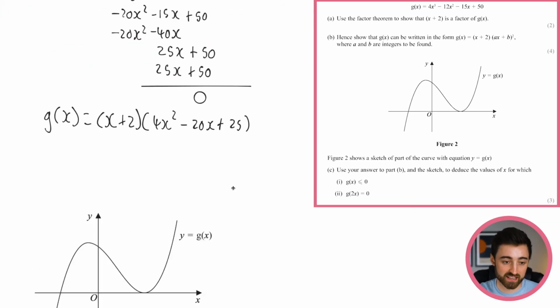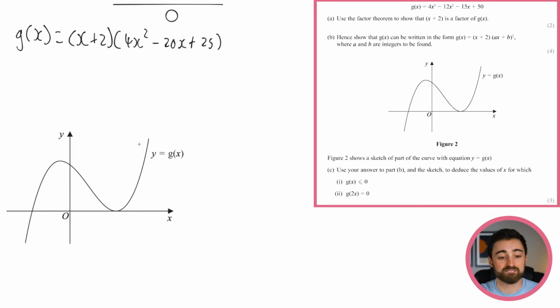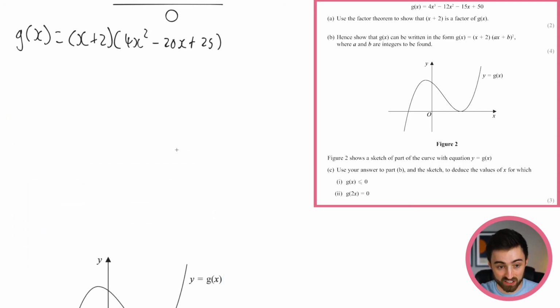Can I factorize this any further? I think I can. The first thing is I know that I'm going to be looking for some squared bracket. So whatever these things are, they have to be the same, okay? What's the only way I can get 4x squared using two of the same numbers? It's going to be 2x, right? So I'm going to have 2x. What's the only way I can get 25 using two of the same numbers? Well, it's going to be 5 or minus 5. It's going to have to be minus 5 here because this is minus.